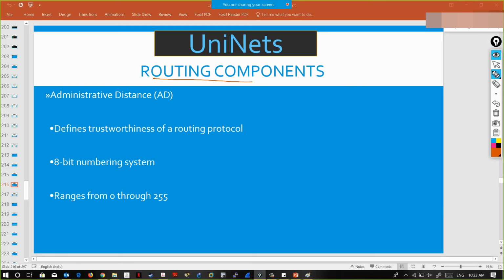So, routing components: administrative distance. It defines the trustworthiness of a routing protocol. AD defines the trustworthiness of a routing protocol. It is an 8-bit numbering system and it ranges from 0 to 255.